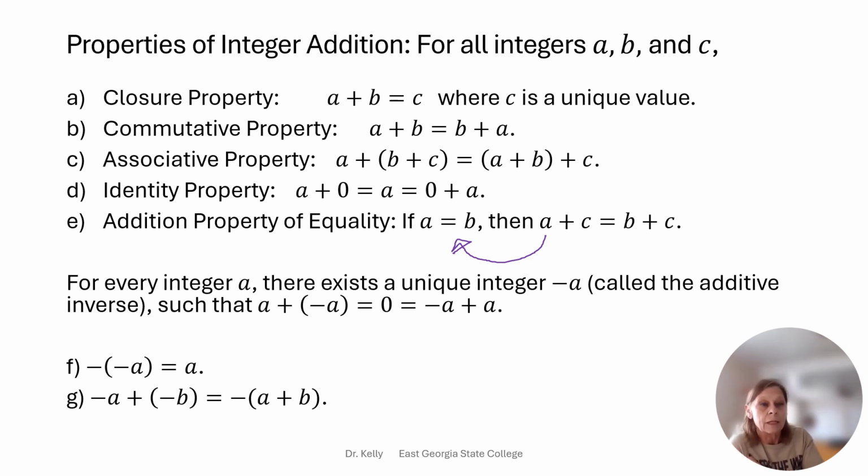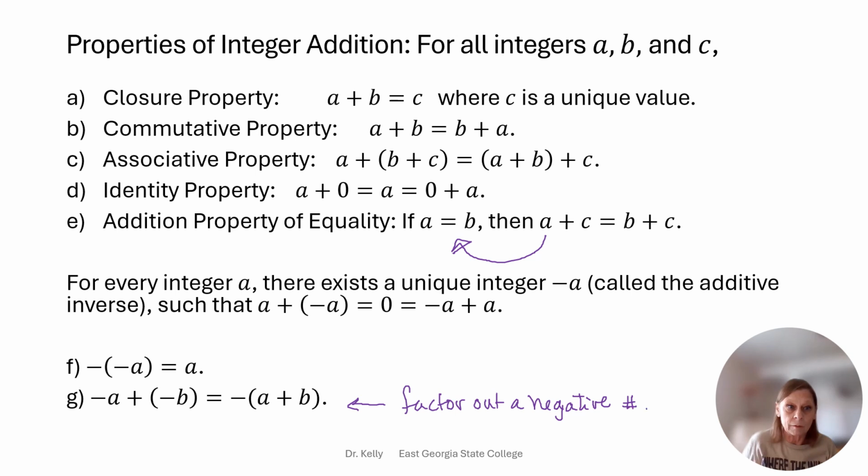And finally, the last property down here pretty much allows you to factor out a negative number. Okay, and I'm just going to write here that 2 negatives equal a positive, because the negative of a negative is a positive.